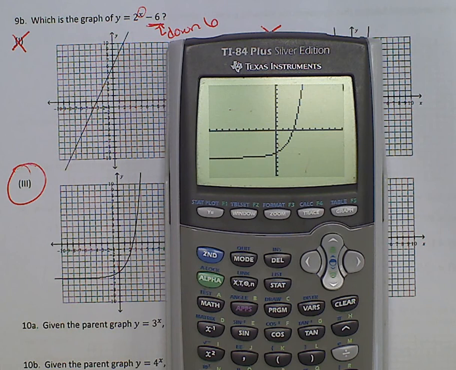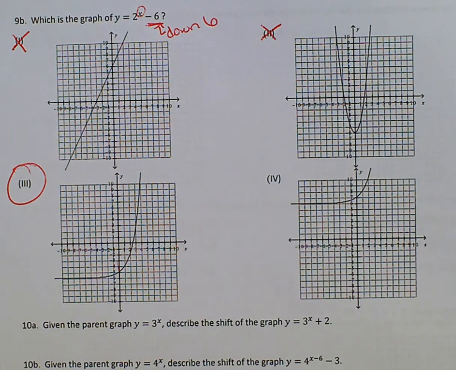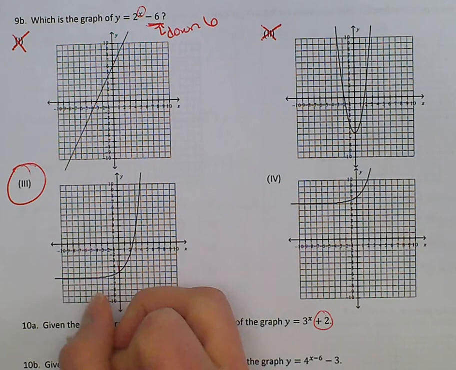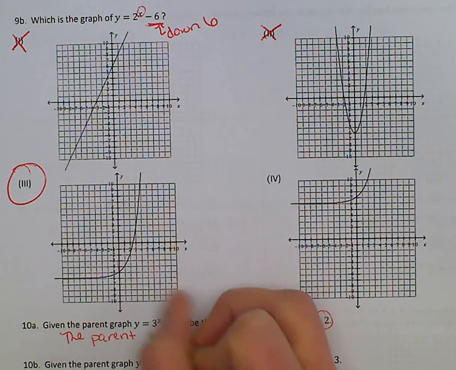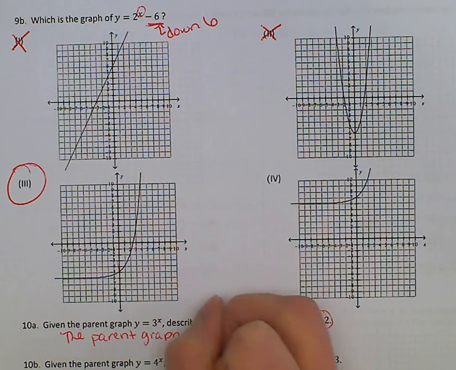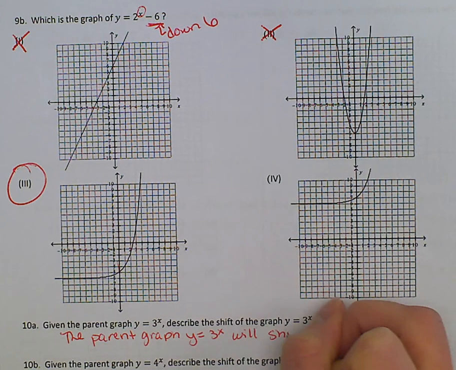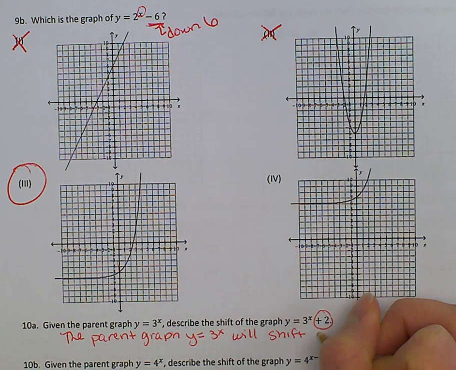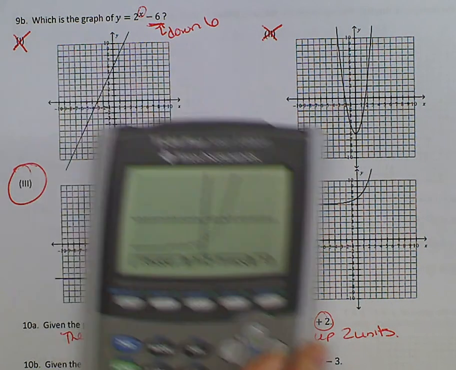Okay. Now in number 10a, it says given the parent function of y equals 3^x, describe the shift in the graph. This plus 2 means that our graph is going to shift up 2. So the parent graph, y equals 3^x, will shift up 2 units. Now, if you weren't sure about that, you could go into your y equals.